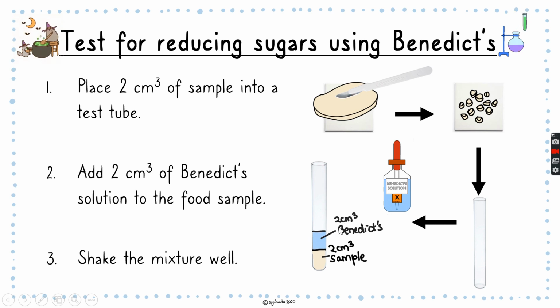Usually we use 2 cm³ of Benedict's. How do we measure 2 cm³? You can measure it if you have a measuring cylinder, but if you don't, you can just eyeball it and use your finger or a ruler to estimate 2 cm³. Okay, so once you have all of this, so once you've added 2 cm³ of Benedict's solution to the food sample and the dissolved food sample, you should shake the mixture very well, even more.